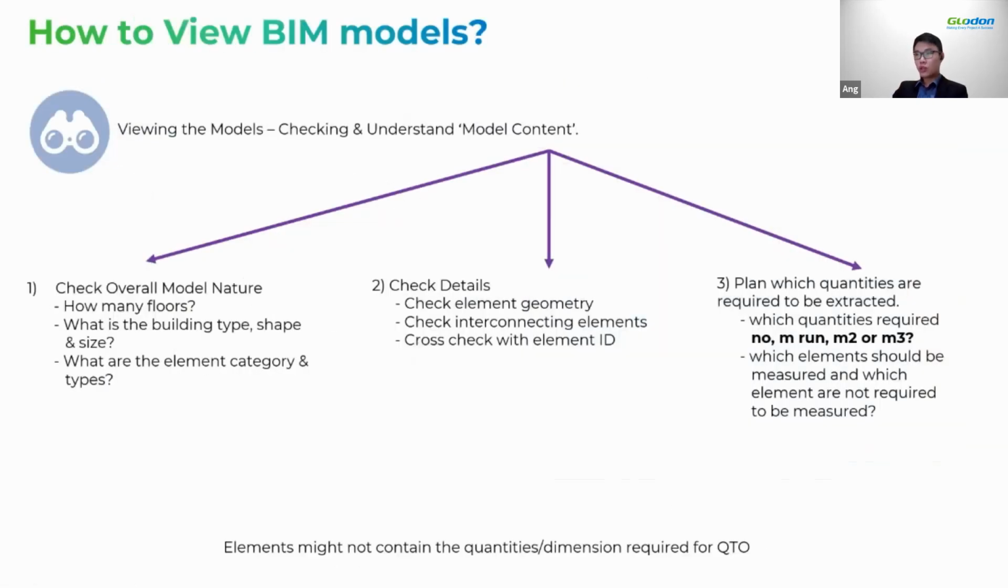Now, when we are viewing the model, we need to check some of the content of the model. Here are three main aspects. First is how many floors, what the building type is, and the shape and sizes, because there are many projects out there, and what the element categories and types are. The second one is the details, meaning to cross-check with the element ID, because in the Revit file they have many types of IDs or even elements. The last one is planning which quantities are required to be extracted. For a Revit model, not only do they have elements, they might have quantities such as number, meter run, meter square, or even meter cube. So you need to understand what kind of quantity you want to get from the BIM model.